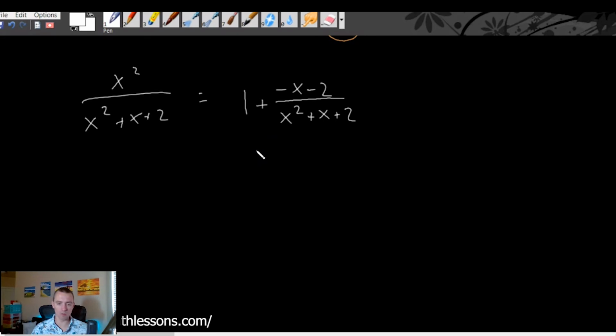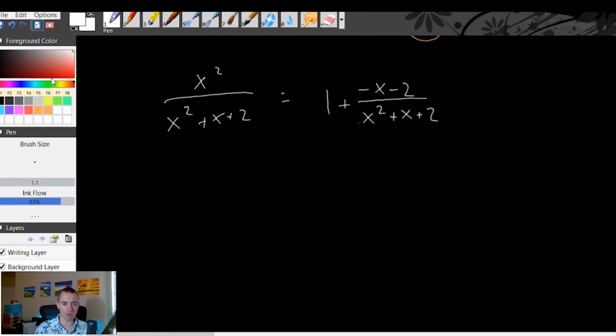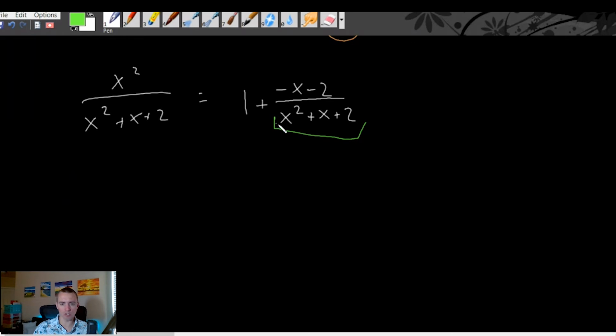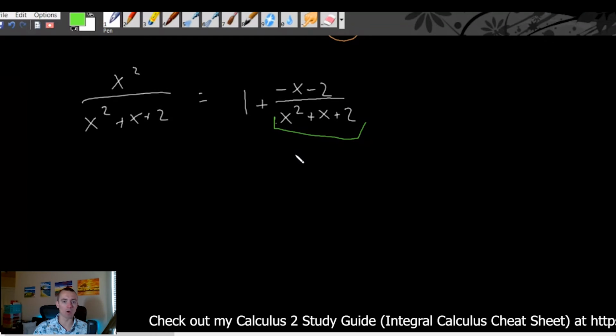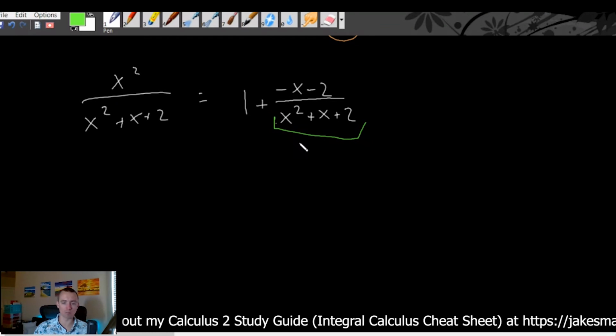So if we want to think about the partial fraction expansion form, we now see this fact where, thinking about what's on the denominator here, unfortunately, this expression, x squared plus x plus 2, cannot be factored. If you were to think about factoring it, there's not going to be any terms that we could multiply to get positive 2 and add to get positive 1.